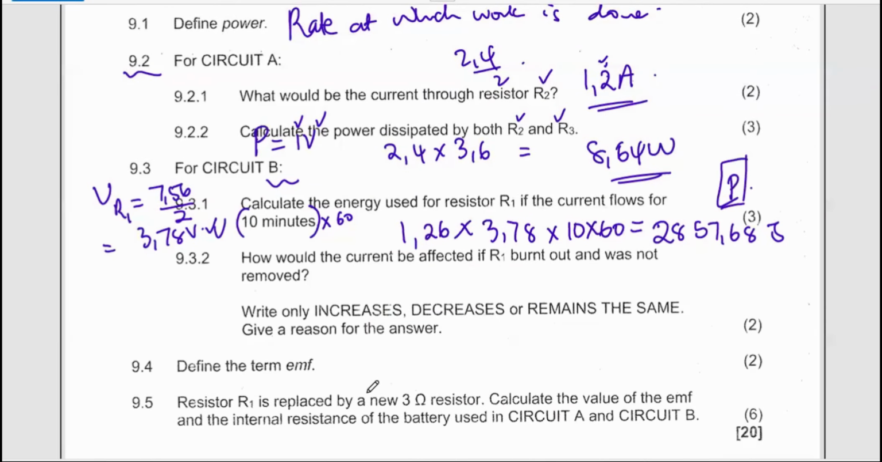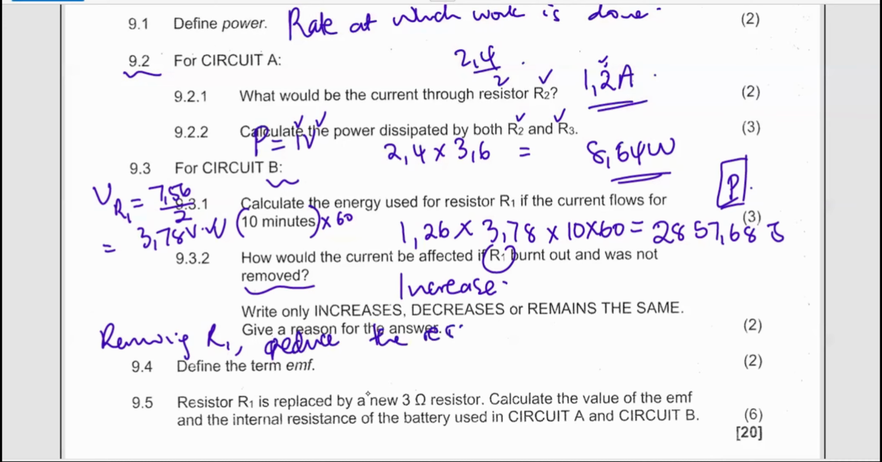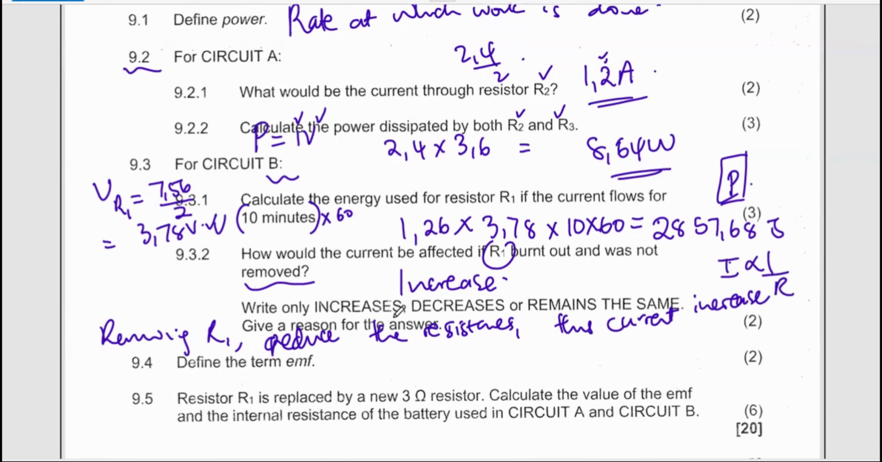9.3.2, how would the current be affected if R1 burnt and was removed? How is the current affected? So the current is just going to increase. So we can say that removing R1 will reduce the resistance. Removing R1 reduces the resistance, thus the current will increase. We know that current and resistance are inversely proportional. So when the resistance decreases, the current must increase.